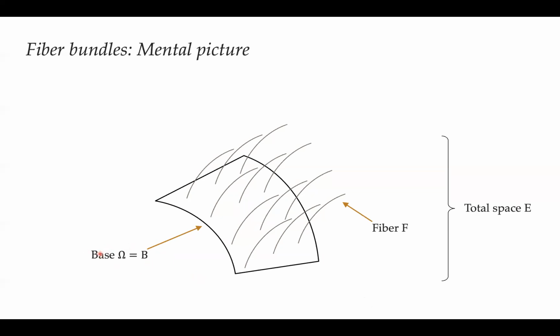So the mental picture that you can keep in your mind is that we have some base space. That's what we've been calling omega, or we could call it B to remind us that this is called base space. This is let's say our manifold. And at each point in the manifold, we have a fiber F. Typically, all the fibers are the same or isomorphic. And together, the base and all the fibers together, they form the total space E.